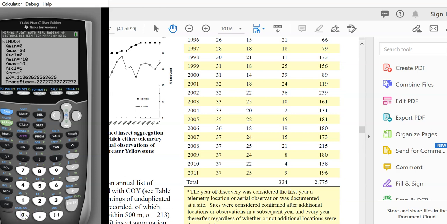So we'll go from 0. Oh, sorry, that's X scale, so that should always be 1. We'll go from 0 to, say, 45, by 5s. And I just want to look at the scatter plot. So I go second y equals, turn on the stat plot, and hit graph. So there's the data. Does it look linear? Does that look like a straight line?